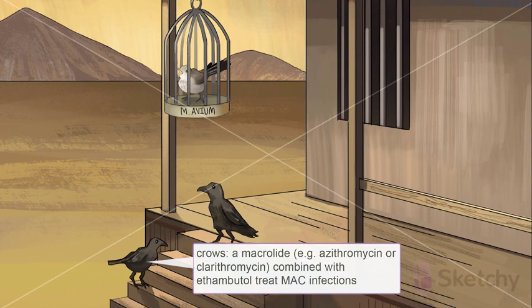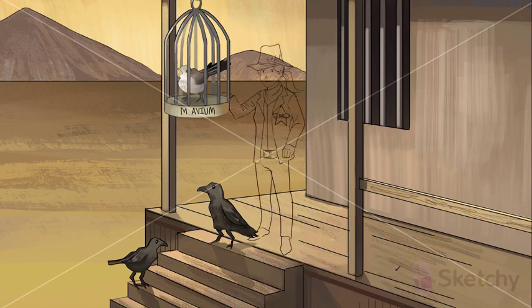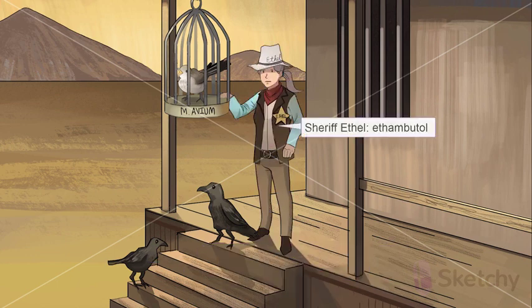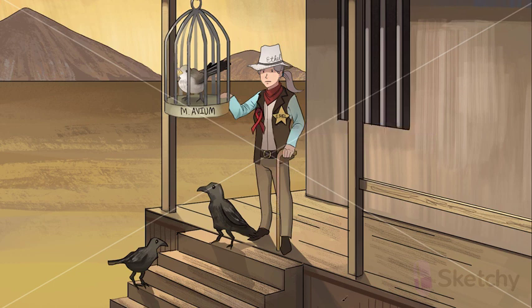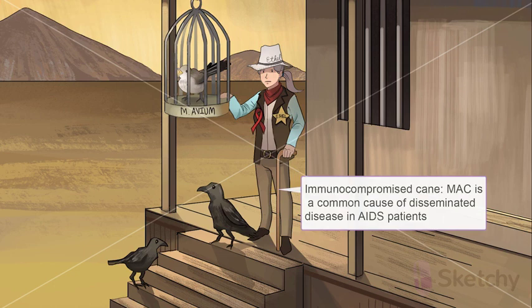Macrolides will be represented by our recurring and ubiquitous macrolide crows. And ethambutol marks the return of Ethel, the cowgirl from our previous tuberculosis sketch. Her horse wrangling and sharpshooting days behind her, she's now the sheriff of this small town. Well, as you can see, she's a little past her prime. Her cane is our recurring symbol for immunocompromised patients.